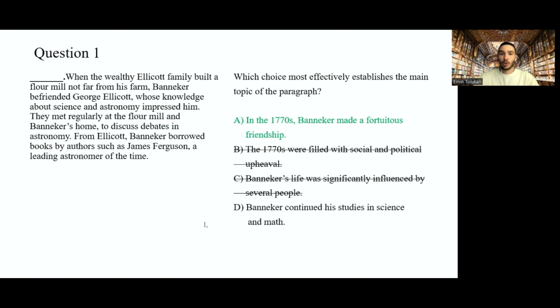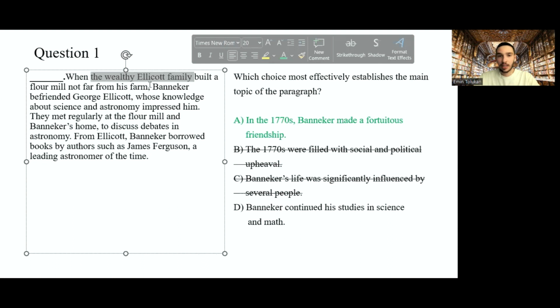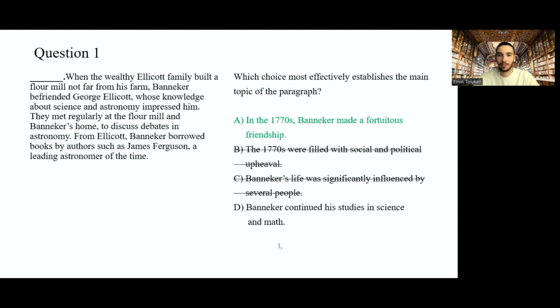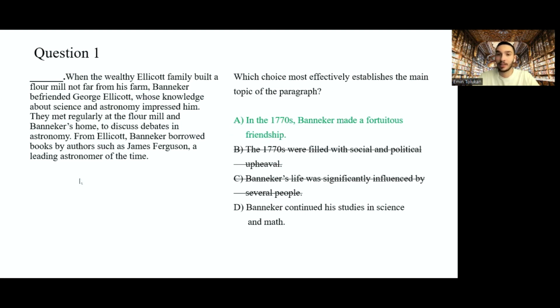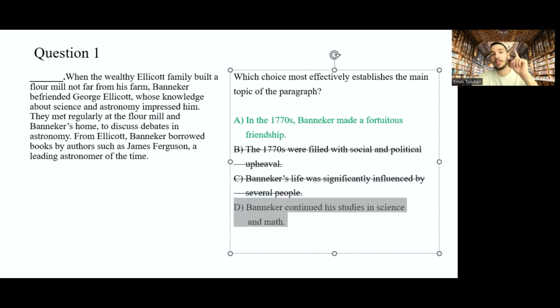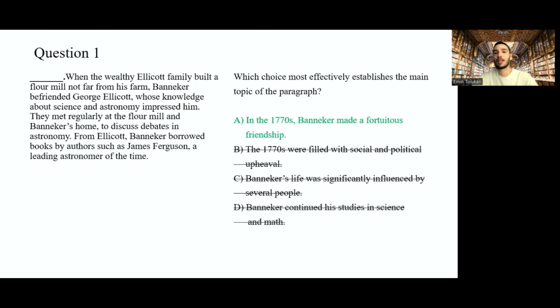And here the chronology is broken if you want to introduce Banneker and then Ellicott and then again Banneker. That's not nice. Not only that, this passage is not about Banneker studying math alone. He has a friend with whom he's sharing books and knowledge. So D goes away because number one, it's chronologically wrong, and number two, it's not a nice introduction. It does not establish the main topic of the paragraph because throughout the paragraph, they have been speaking about friendship and how these two people visit each other. So in the 1770s, Banneker made a fictitious friendship. That is a good beginning for this passage. It establishes the main topic of the paragraph.